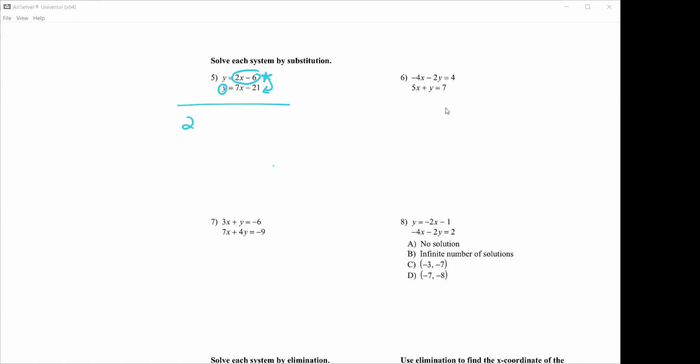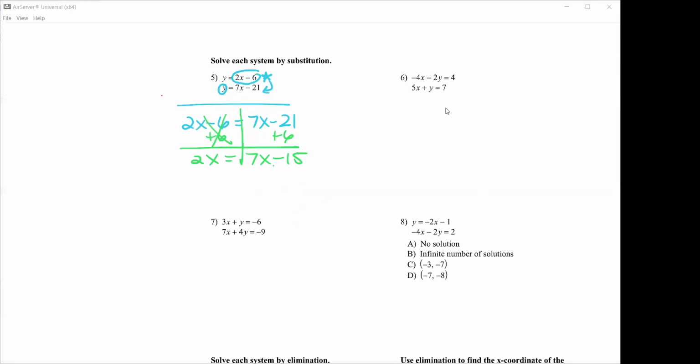So this gives me 2x minus 6 equals 7x minus 21. And then I'm just going to go through the process of solving it. You don't have to do this the exact same way, meaning you don't have to start off by adding 6. Subtract 7. You have a couple of options here, but this is what I'm going to do first. So I'm going to add 6 to both sides. So that gives me 2x equals 7x minus 15.